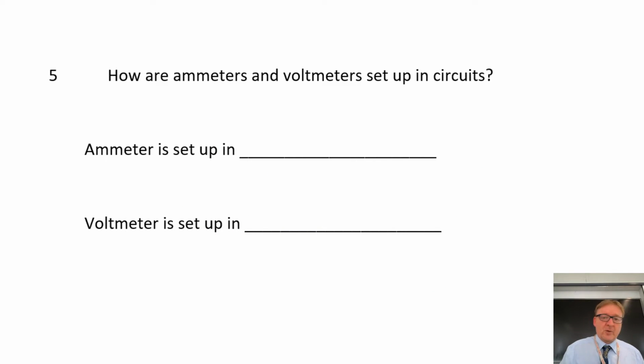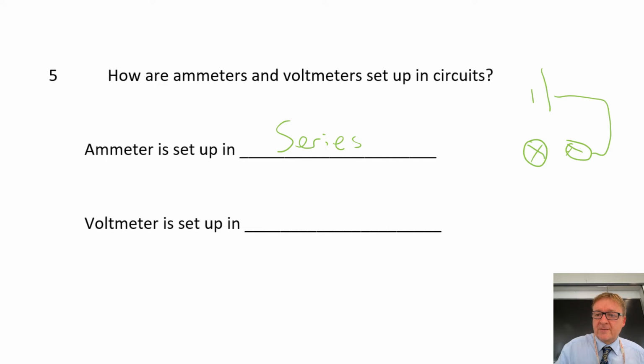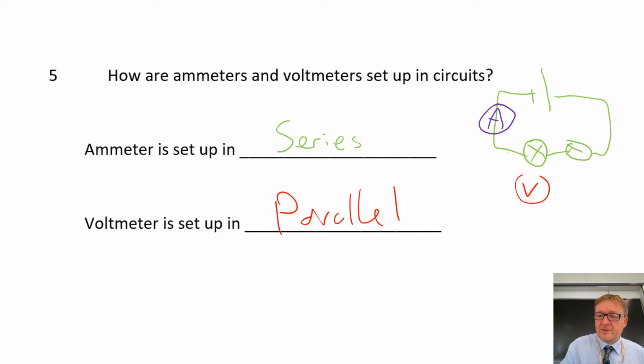Question number 5. How are ammeters and voltmeters set up in circuits? Ammeters are always set up in series. So if you've got a bulb there and a bulb there, there's your circuit. An ammeter would go in there, because it's in series within the circuit itself. A voltmeter is always set up in parallel. So on this circuit here, I do a voltmeter outside of the circuit, and a voltmeter will go there like that.